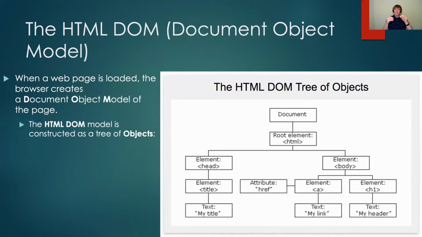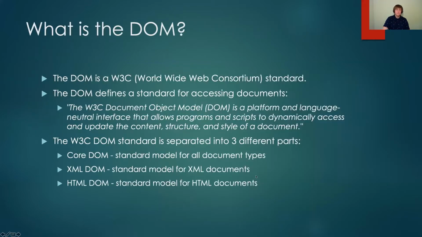So every time you have a child, so I have the HTML element, now I have the head, that's going to be a child. Now I have a title, that's going to be a child. So you can imagine this tree being created after the browser renders your page. So after the browser loads your page, this tree is going to be created, and that's called the DOM. It's the DOM tree of objects. Every one of these is an object. It's an object because it has different attributes, it has different text, so it has a lot of data inside of that object. So the DOM is a W3C standard.